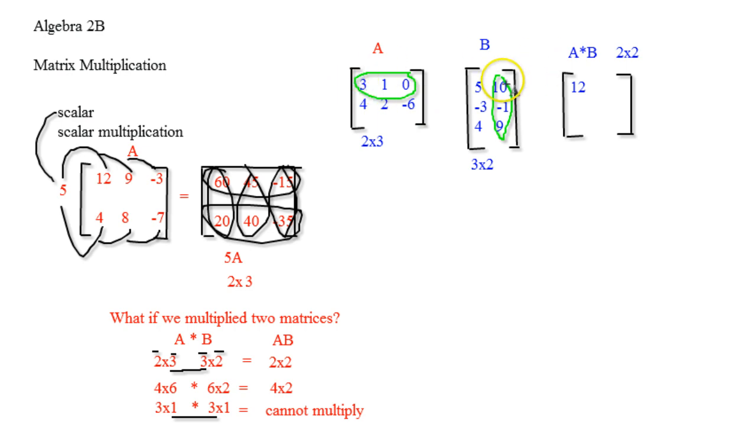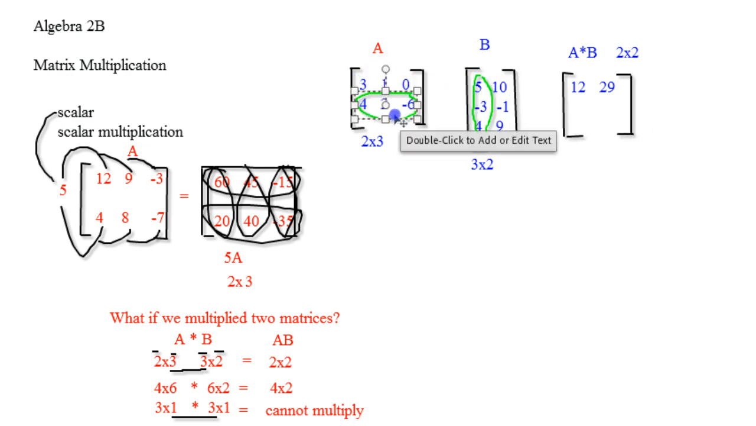So 3 times 10 is 30. 1 times negative 1 is negative 1. And 0 times 9 is 0. So 30 plus negative 1 is 29. Okay? And now I'm going to switch my focus back to this first column, but I'm going to switch down to the second row here.